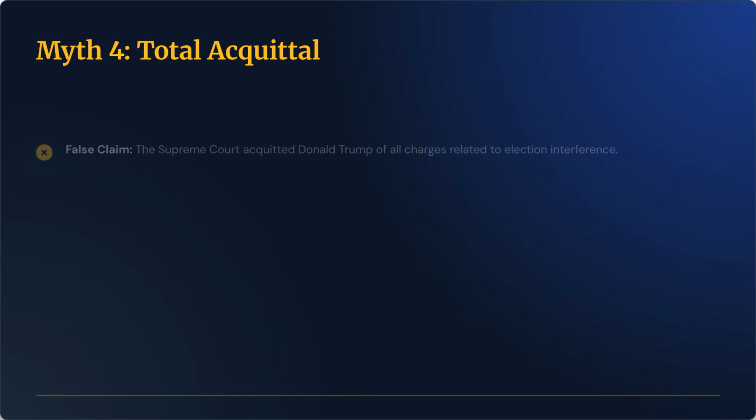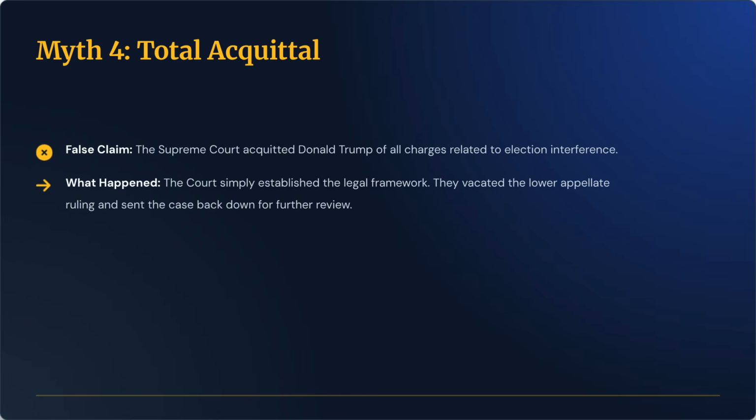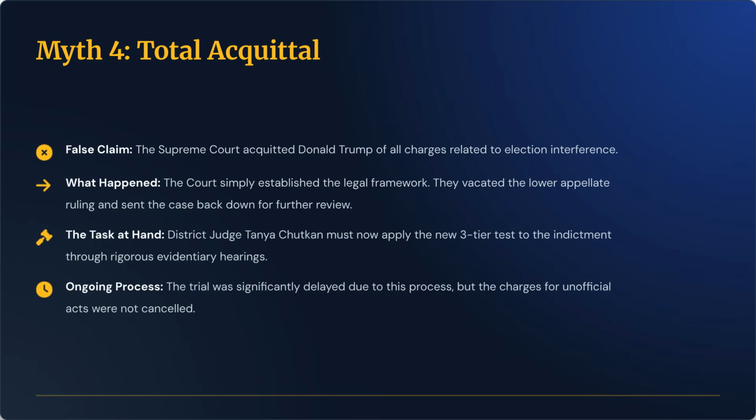Myth 4 claims a, quote, total acquittal for election interference charges. The court simply established the legal framework and sent the case back for further review using the new 3-tier test. The trial was delayed, but charges for unofficial acts were not canceled.